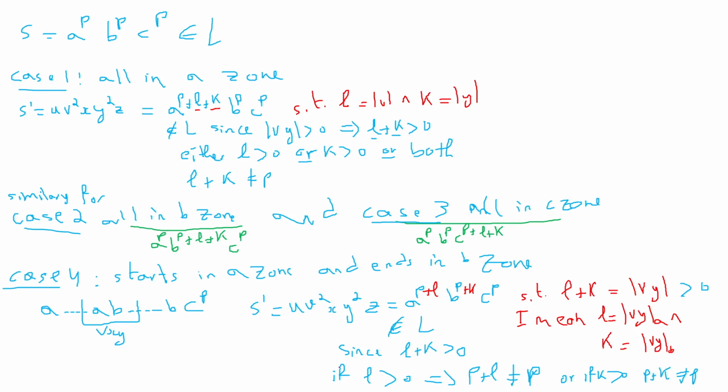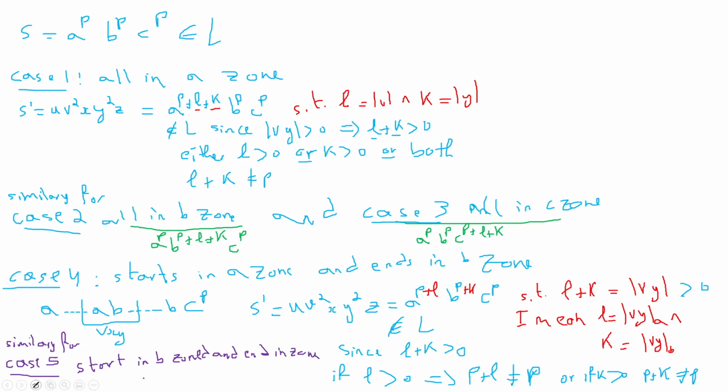Does this mean my language is not context-free? Almost, not yet. We have to go through all the cases. So I actually have to say case 5, or we'll simply say similarly, case 5, where I start in B zone and end in C zone. The only difference is, where are you actually doing the pumping?